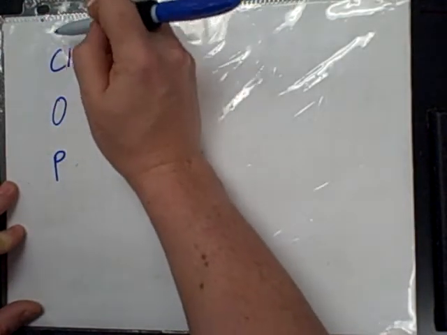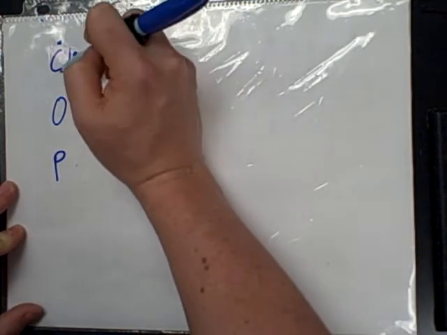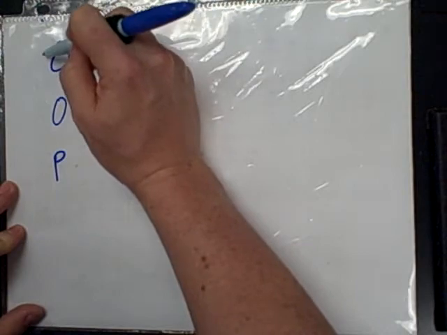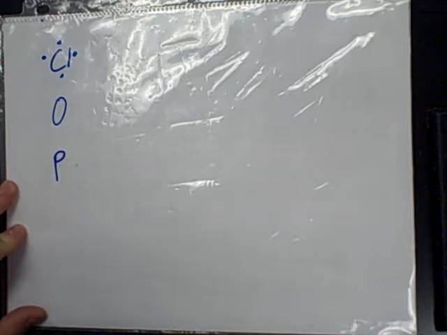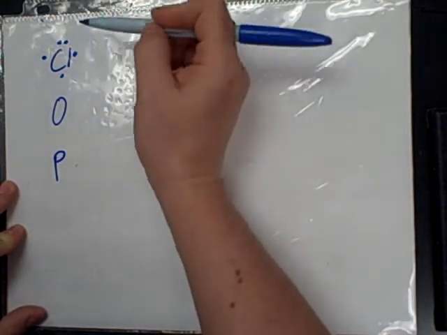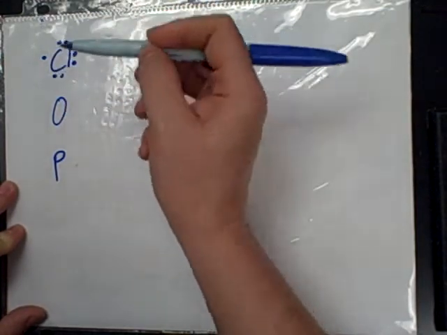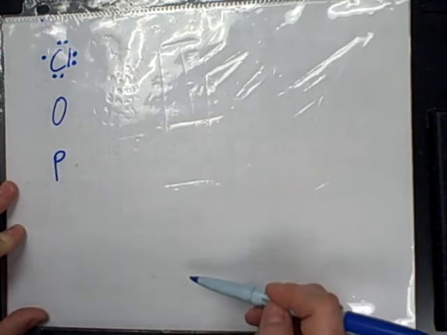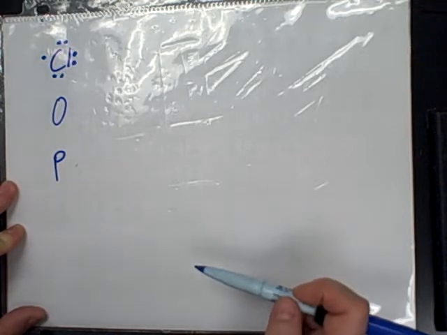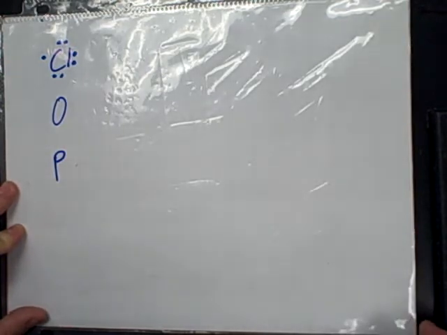We'll start by putting 1 dot at the top, move to the right, move to the bottom, move to the left. Now that we have 1 dot on each of our 4 sides, we can go and double up, starting with the top, to the right, to the bottom. That gives us 7 dots. So we have 1 side that is missing 1 dot for 7 valence electrons.